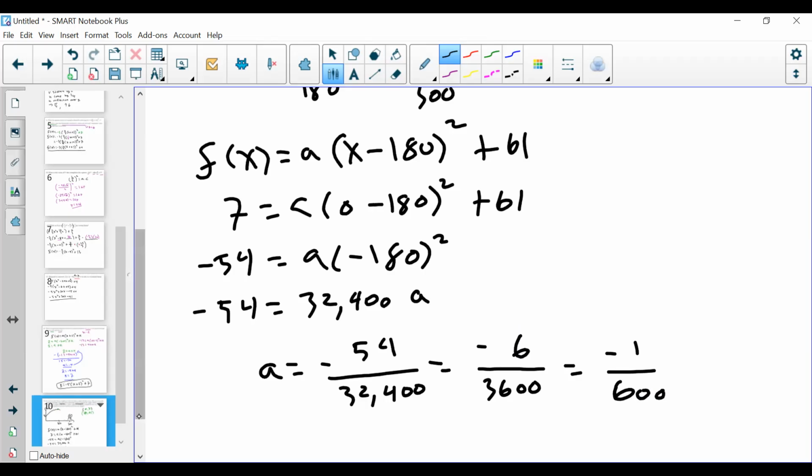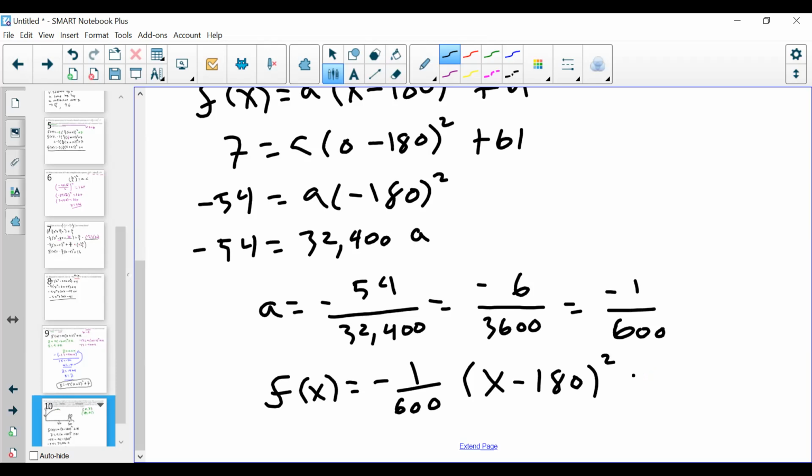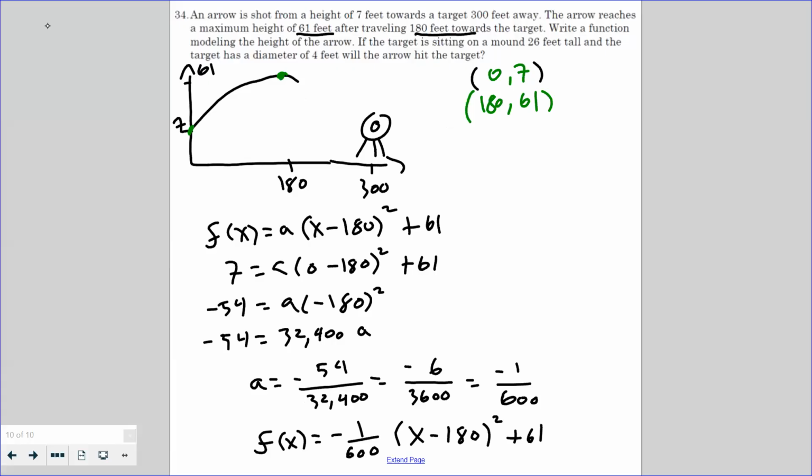So I can take that and plug it back into the original equation. And I can say, well, f of x is negative 1 over 600 times x minus 180 all squared plus my k value 61. Right, so that's my vertex form of this quadratic. That's what's going to represent this whole scenario that's happening right here.